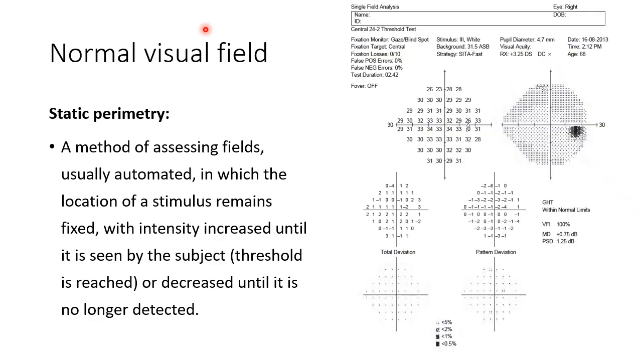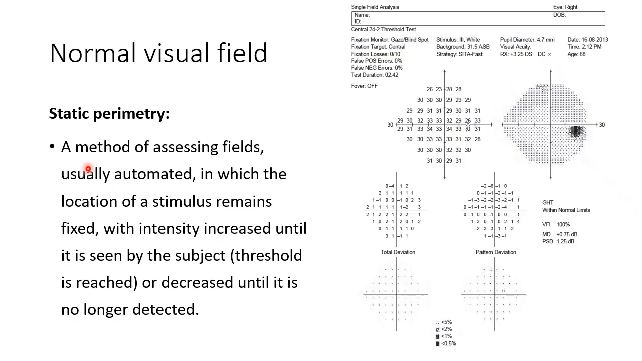So this is the normal visual field, okay? Again, I told you the blind spot or the physiological scotoma is always on the temporal side. So this is how you identify the eye. This is the temporal side. So this is a visual field of the right eye. The blind spot is always temporal and slightly below the horizontal.